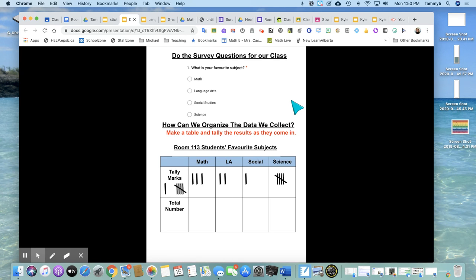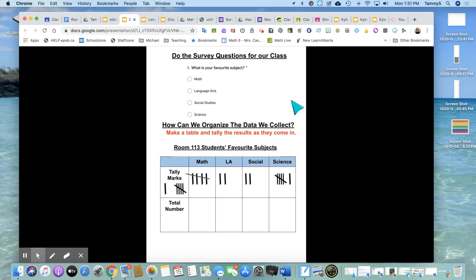Let's pretend now I'm doing this over a couple of days. The next day, I get some more results in. The next result, somebody says social studies is their favorite. Another person says math. Then I've got another person saying math. So I'm going to now make a tally mark that goes through the 4 to make 5. That means that 5 students have said math is their favorite. But now another person comes in and says science is their favorite.